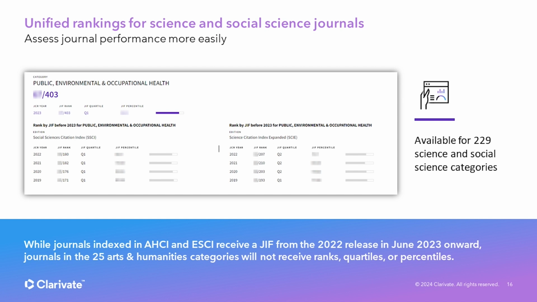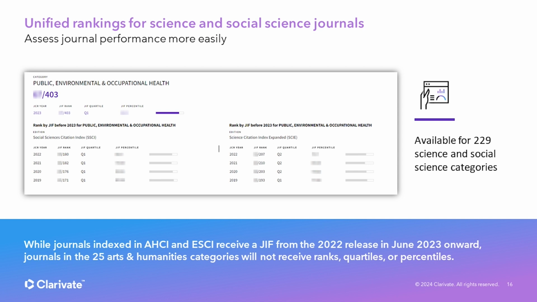This year in the 2023 data, the journal has only 1 rank in a group of 403 journals in the category, to simplify journal performance assessment. That change applies to all science and social science journals in 229 categories, where you have a journal that is indexed in both science and social sciences. That happens, for example, where a category covers topics from a science perspective but also from a social sciences perspective. In this case, we combine all of them. Quick note here: journals indexed in Arts and Humanities and Emerging Sources Citation Index receive a journal impact factor from the 2023 release.